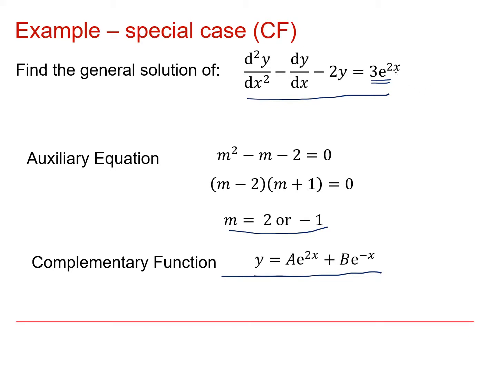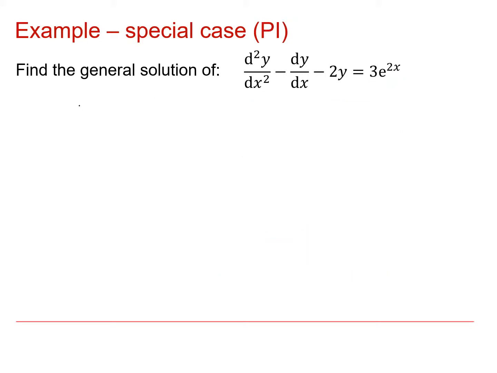Now, here's my problem. That 3e to the 2x is already accounted for in here. And therefore, any type of e to the 2x function that I add in here is really only like changing this arbitrary constant. So the solution is that we try y is equal to ax e to the 2x.